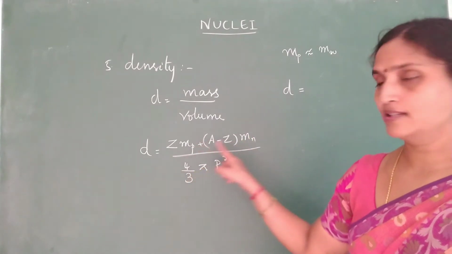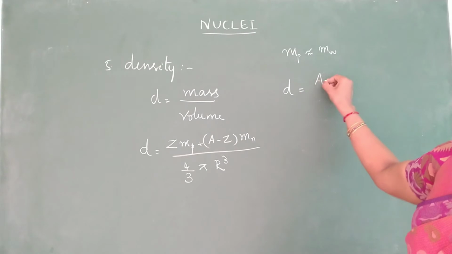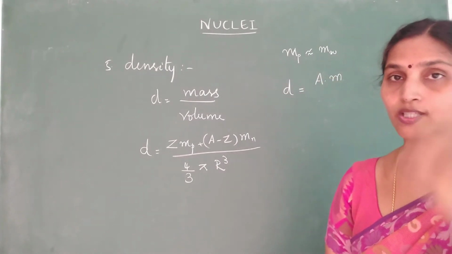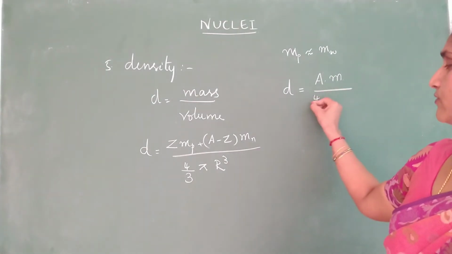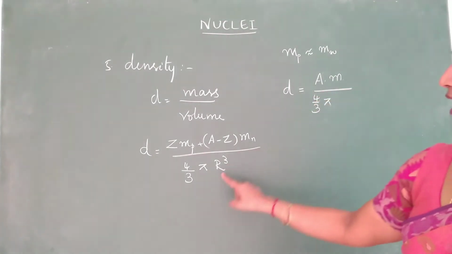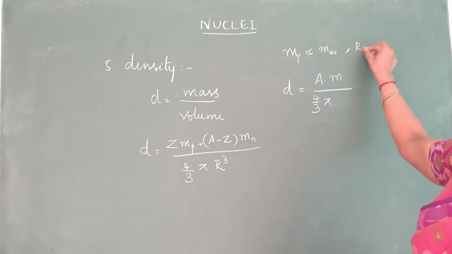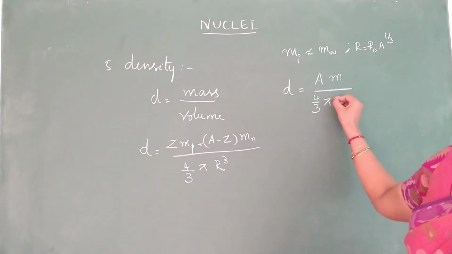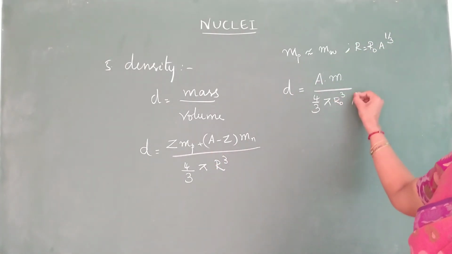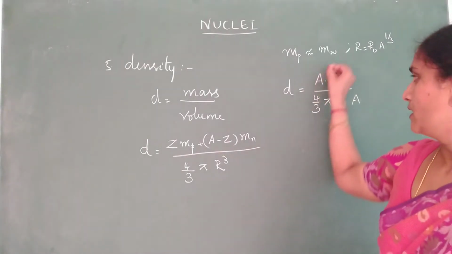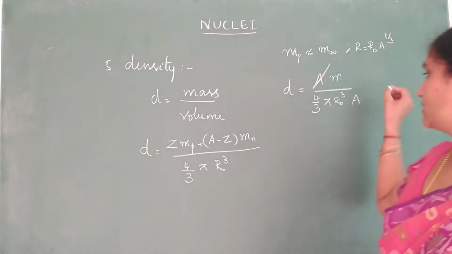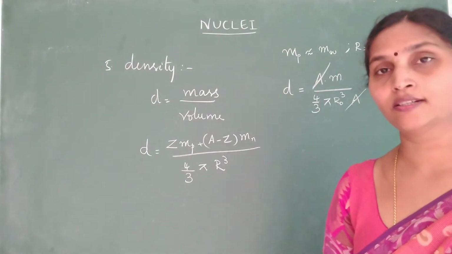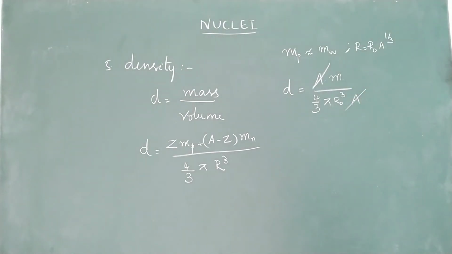If I take these two masses as equal, the numerator would be A into M, where M is the mass of proton or neutron, which are almost the same, divided by 4 by 3 pi R cubed. I will replace R as R naught A to the power 1 by 3. Since you have a cube here, it is R naught cube into capital A. Numerator also has the mass number, denominator also has mass number. Is it getting cancelled in numerator and denominator? So this is a very important property to remember.